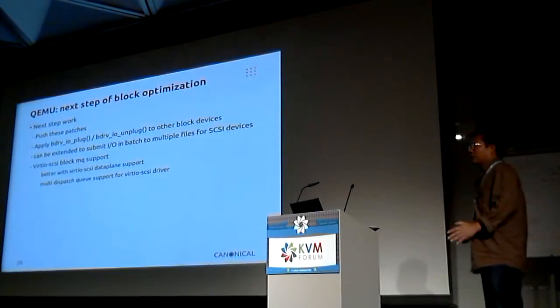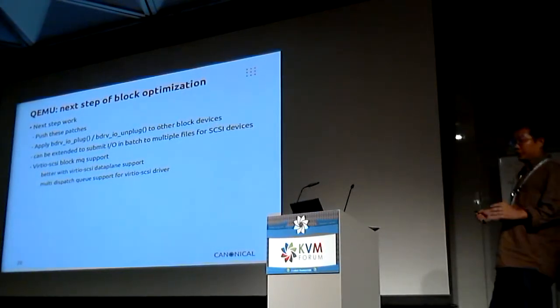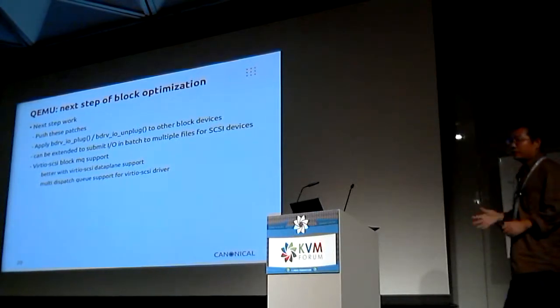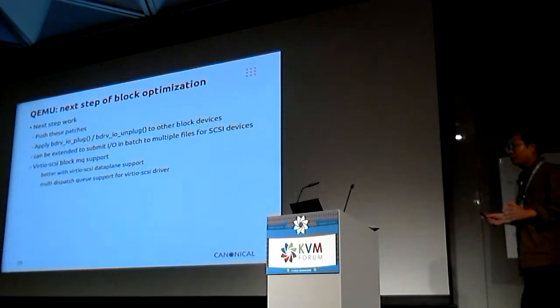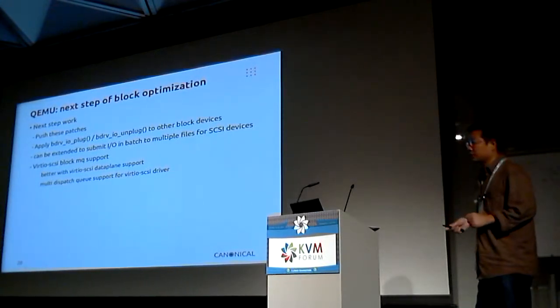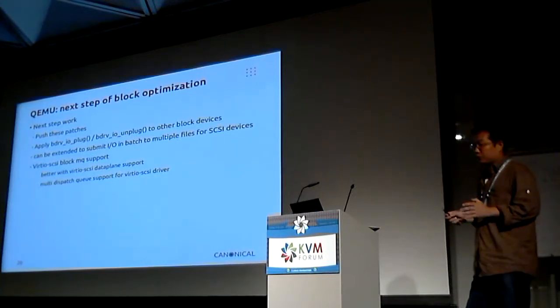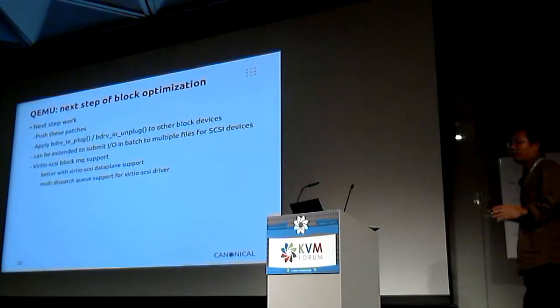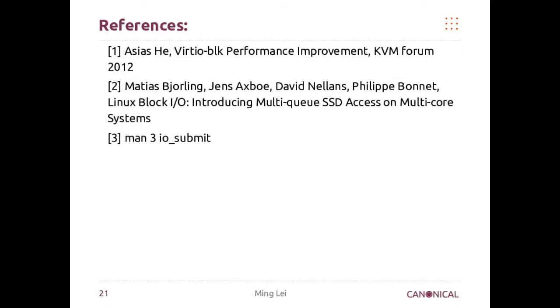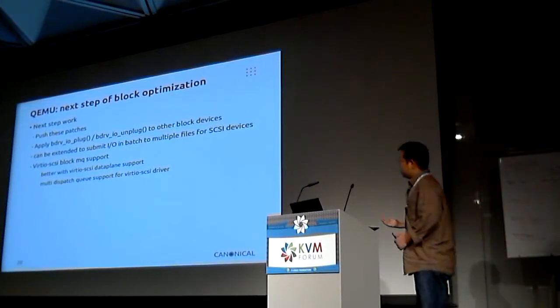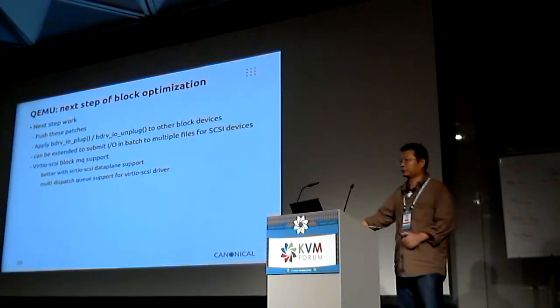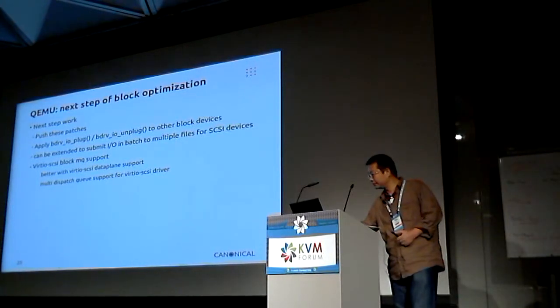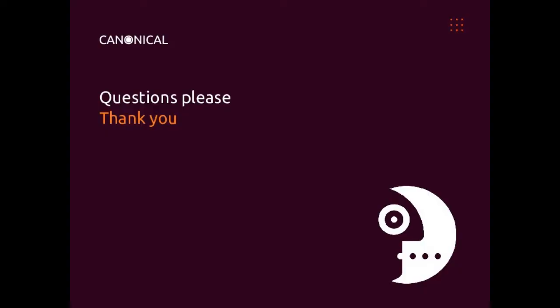Even virtio-scsi can use a similar optimization. Virtio-scsi already has multi-virtqueue support, but the VM's driver currently just uses a single queue, at least for now. It needs SCSI middle layer support. Someone is working on that, and it will be ready soon. Also, maybe it's better with the virtio-scsi dataplane with the AIO thread. These are the references. So that's all. Any questions?